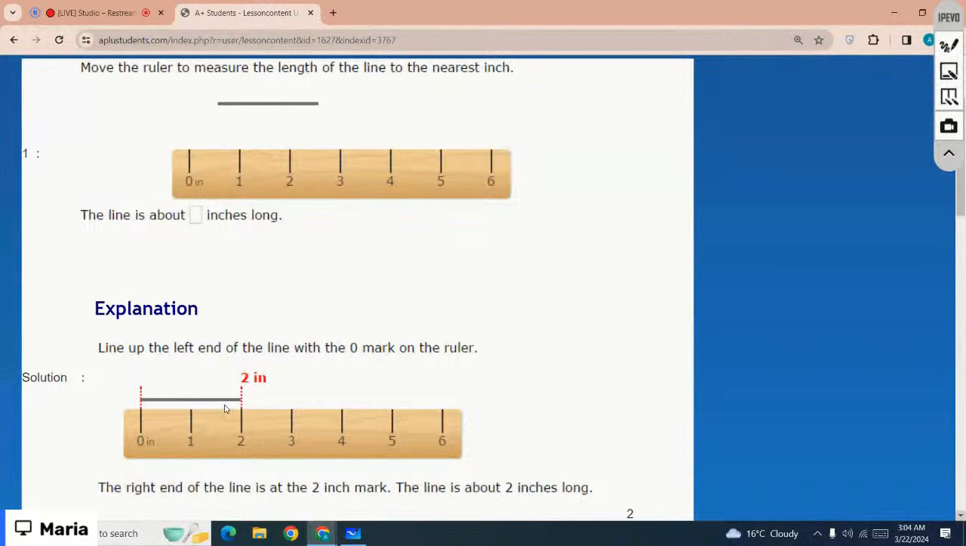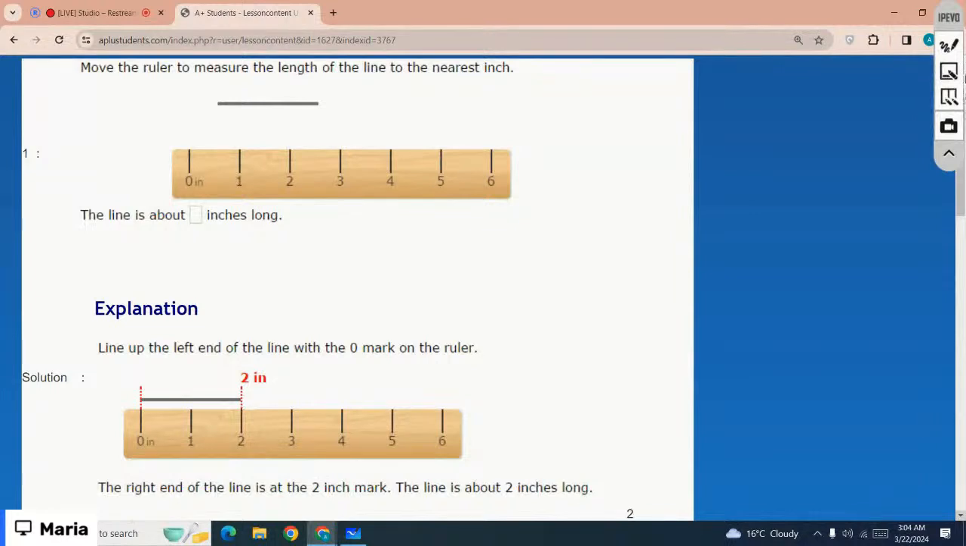The right end of the line is at the 2 inches mark, and here is the measurement of this line. That means the line is about 2 inches long. The correct option is 2 inches long, right?